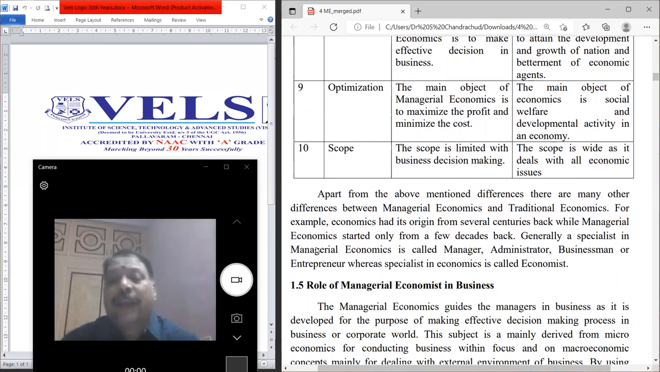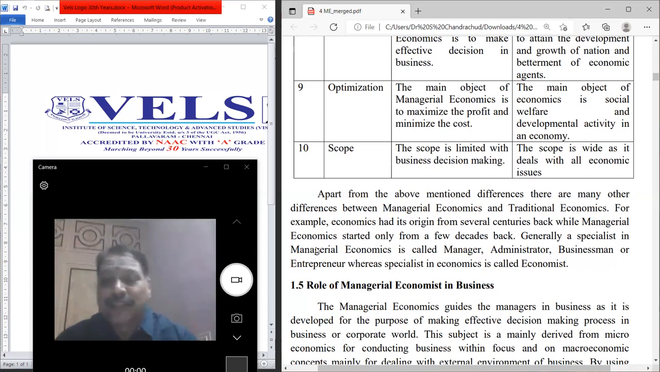For example, economics had its origin several centuries back, while managerial economics started only a few decades back. Generally, a specialist in managerial economics is called a manager, administrator, businessman, or entrepreneur, whereas a specialist in economics is called an economist. So the economist is different from the businessman, because the economist will give the advice, but the businessman will do the practice. So there is a possibility of a section B question on this: distinguish between managerial economics and traditional economics.